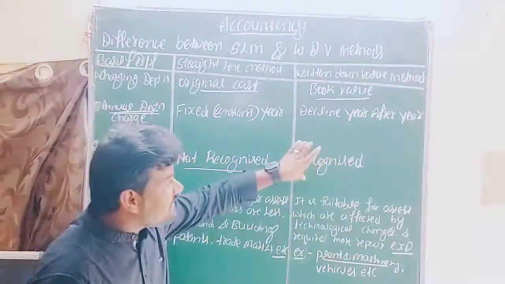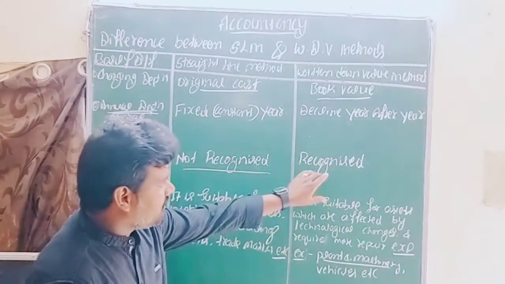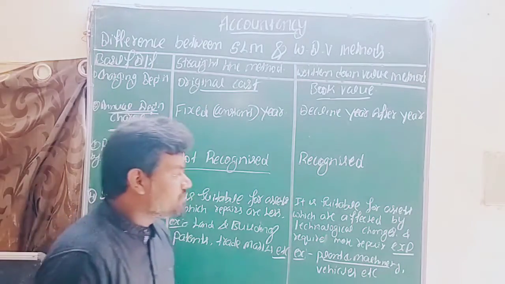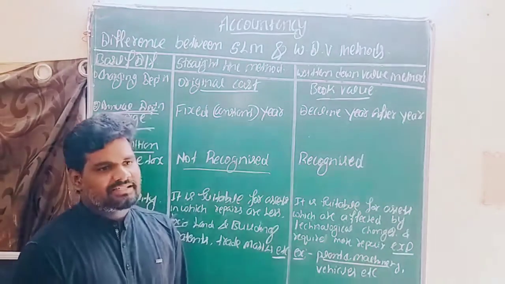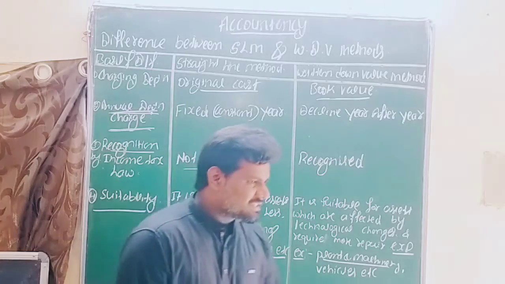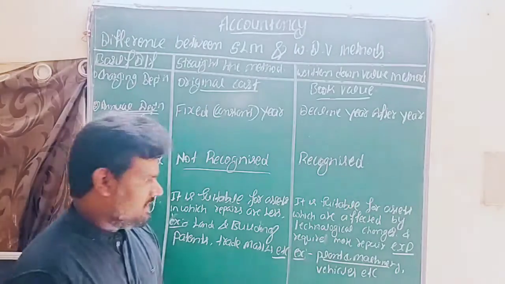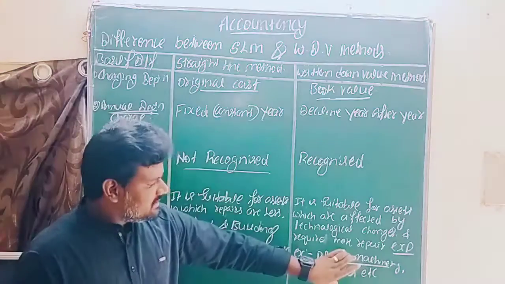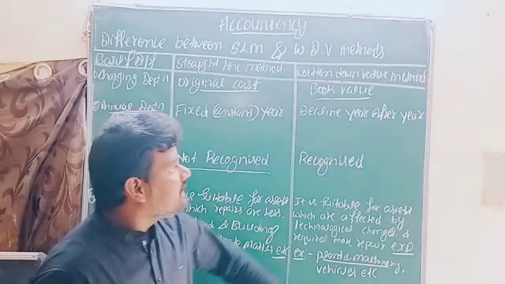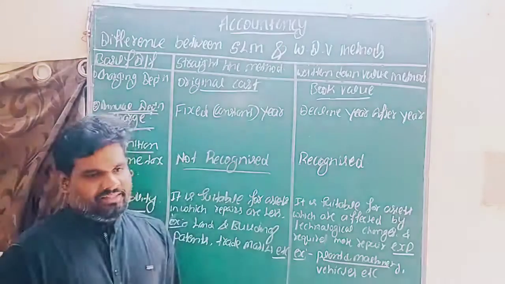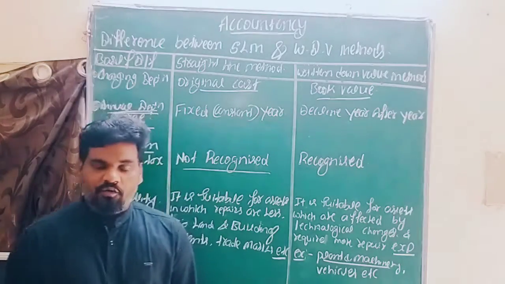And this method is recognized by income tax law. The written down value method is suitable for those assets which have a long life of more than 15 years in the business. Such assets, like plant and machinery and vehicles, can follow the written down value method of depreciation. So this is the difference between the original cost method and the written down value method.